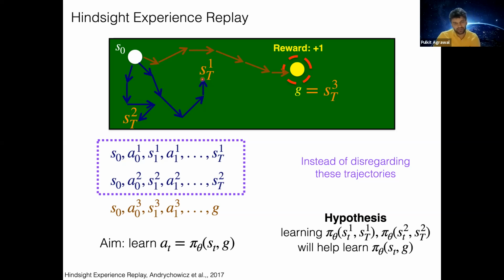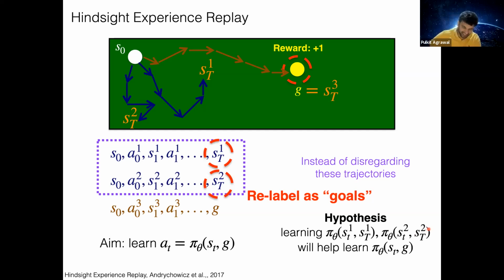But now I say, well, imagine that ST was the goal that you were trying to go to, or ST1 was the goal that you were trying to go to, right? So now I can get a reward for training this policy, right? Pi theta ST plus 1 to ST1. Then the second trajectory, it also failed, but I said, well, what if my goal was to go to S2? Then I will be getting a reward for this trajectory, right?